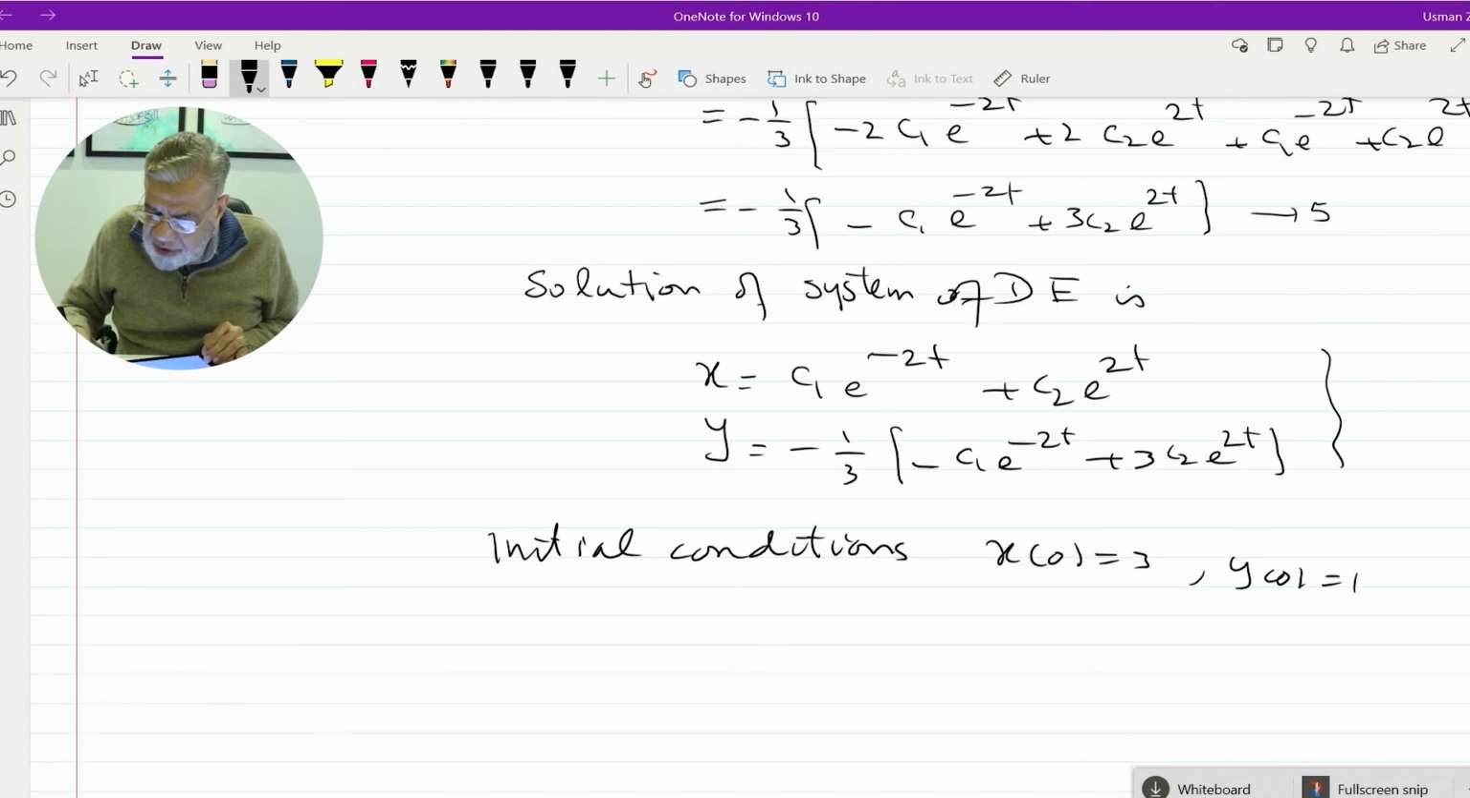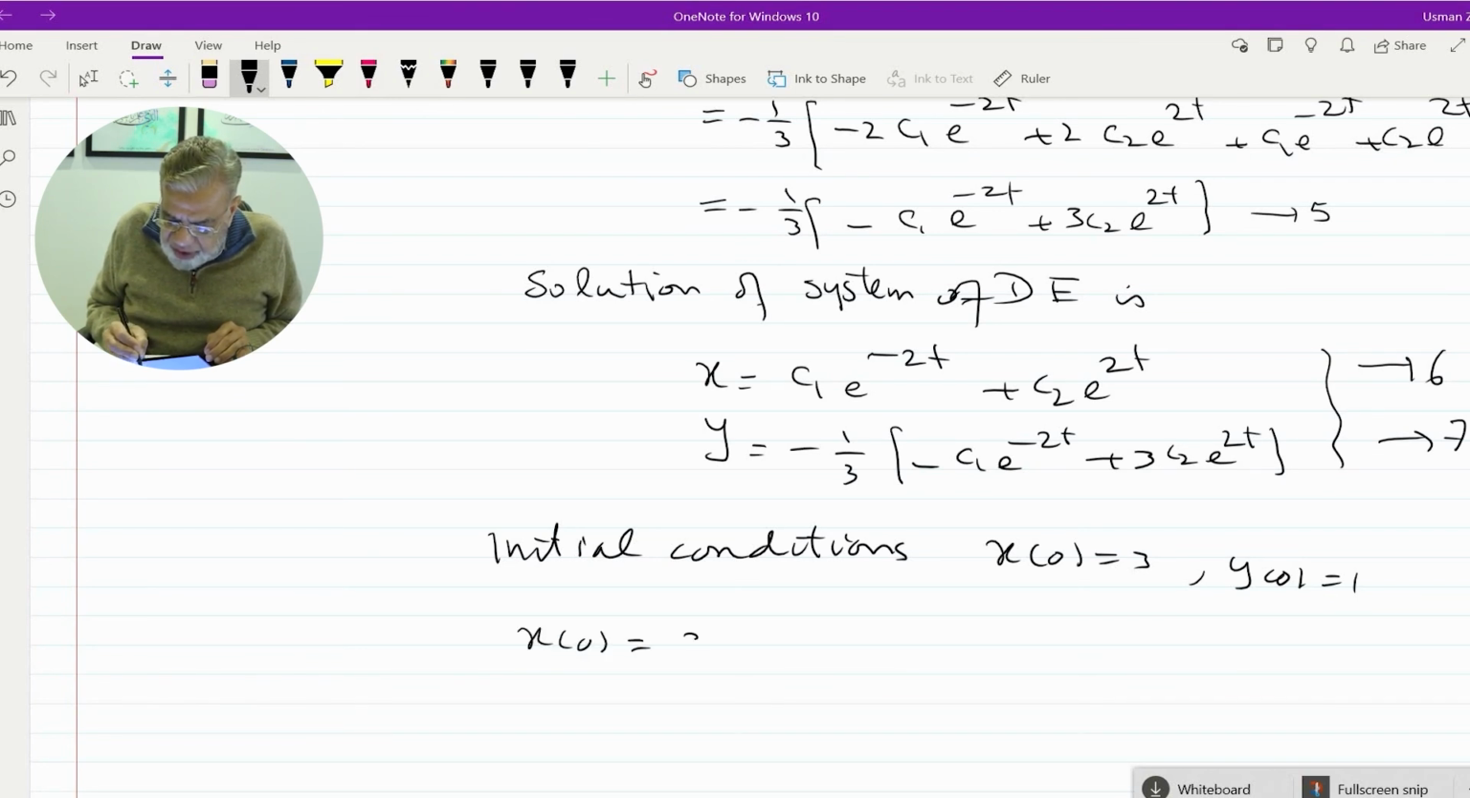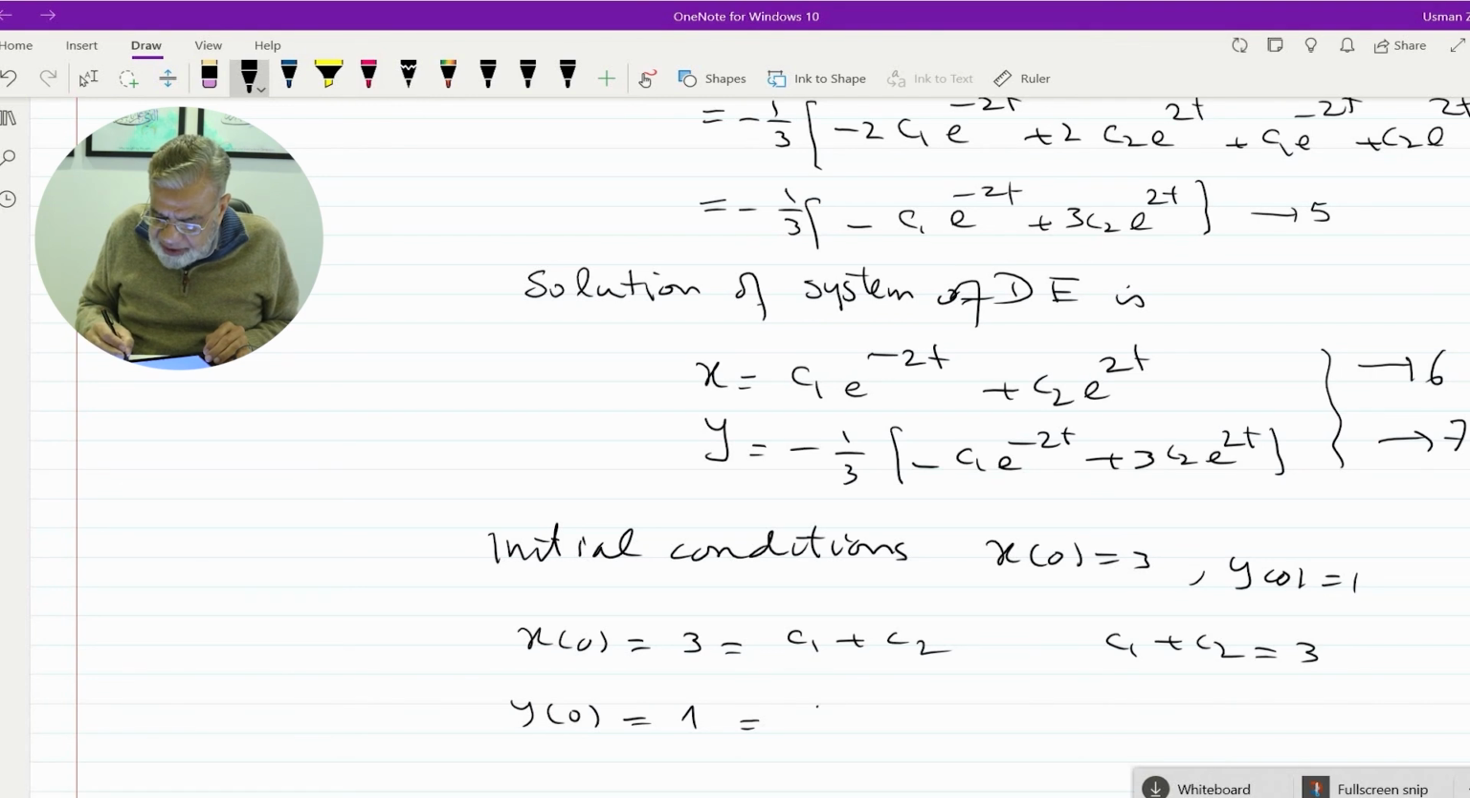So, we take this set of equations, 6 and 7, and we put the value of t equal to 0, so x 0 is equal to 3, is equal to c1 e to the power 0 plus c2 e to the power 0, and e to the power 0 is equal to 1. So we get the equation c1 plus c2 equal to 3. Then we take the second equation, y0 is equal to 1, and we put t equal to 0, then we get plus c1 over 3, and we have a 3 here, so minus becomes minus c2, because 3 is cancelled with 3 and gives a minus sign. So I get the equation c1 over 3 minus c2, and that is equal to 1.